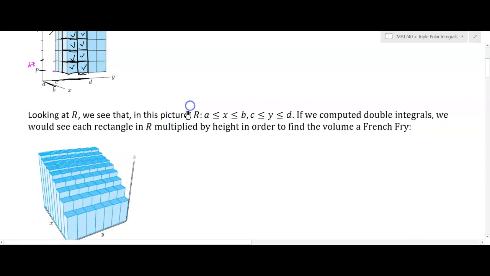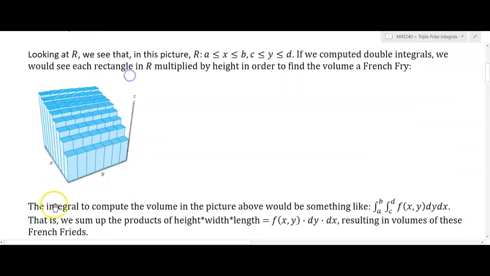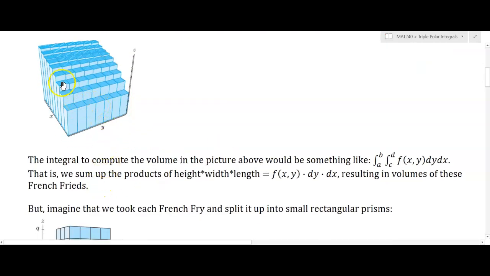So looking at R, we see that in this picture, R is the region where x goes from a to b, y goes from c to d. If we computed double integrals, we would see each rectangle in R multiplied by height in order to find the volume of a French fry. So again, this is how we did it previously, where we just had individual French fries and found the volume of those and then summed those volumes.